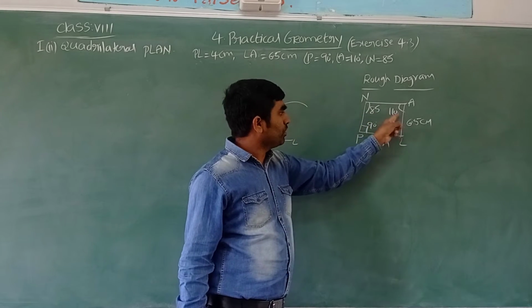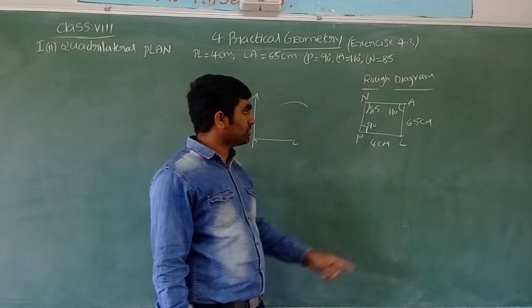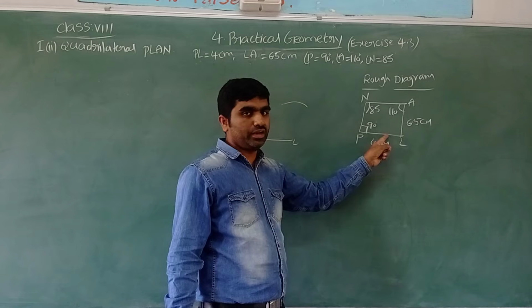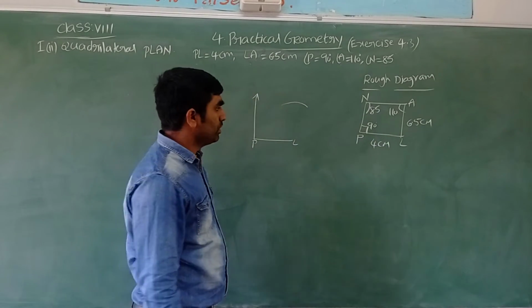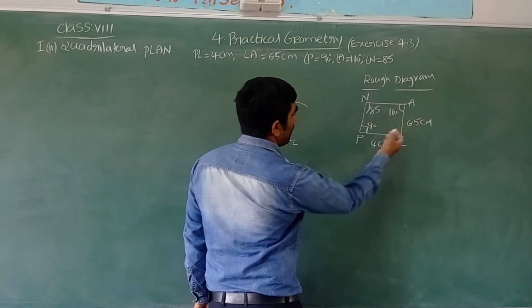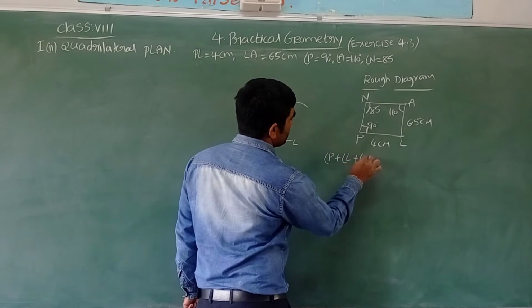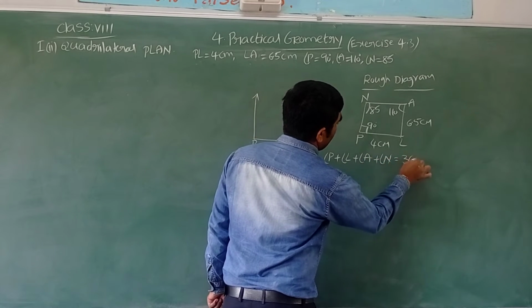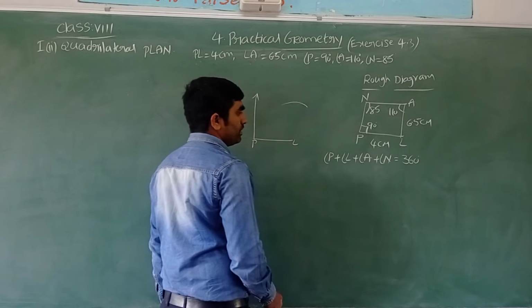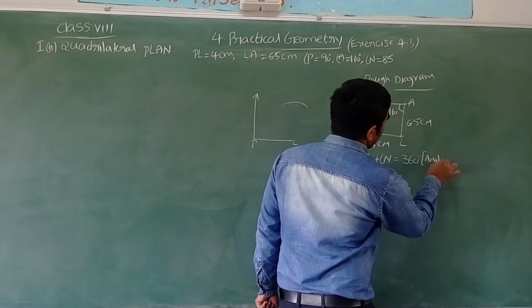Yes. Here we know 3 angles. With the help of the angle sum property of quadrilaterals, we can find the 4th angle, so that we can get the remaining 2 vertices also. So here, what is the angle sum property? Angle P plus angle L plus angle A plus angle N is equal to 360 degrees. Yes, we can write here the angle sum property.